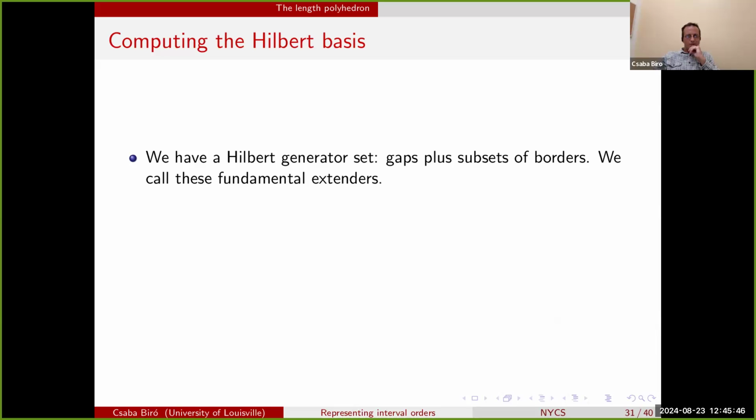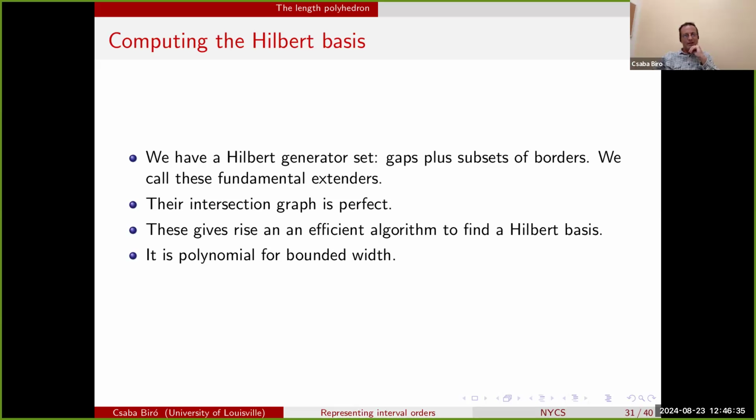And what we can do now really well and quite efficiently is to compute a Hilbert generator set, actually a Hilbert basis, for our length polyhedron. Because we can find a large Hilbert generating set, we call those fundamental extenders, and we have a good algorithm to find which one has to be chosen for the basis. This relies on some theory that requires the intersection graph of this generator set to be a perfect graph. So it's crazy, but we actually use the perfect graph theorem to prove this. And so this gives rise to an efficient algorithm to find a Hilbert basis, and this algorithm is polynomial if the poset is bounded width. The details are formidable, yes.